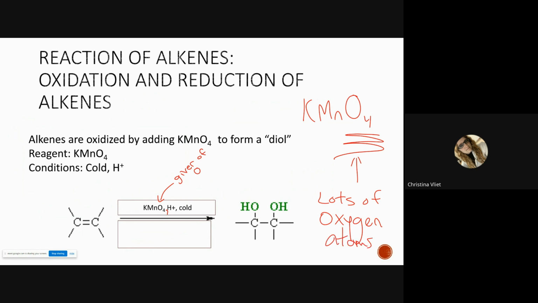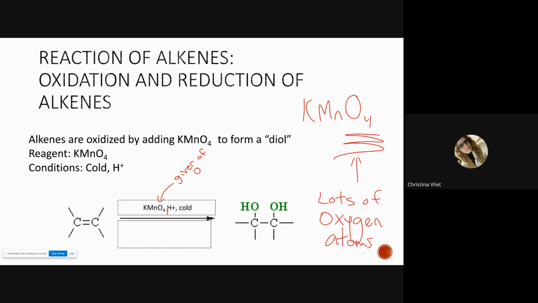There are lots of oxygen atoms in KMnO4. So anything we consider to be an oxidizer is going to have a lot of oxygen. So look for lots of oxygen to know that it's oxidation. And so then what is the result? When you have KMnO4, you have acid, which we're going to just call H+, right?